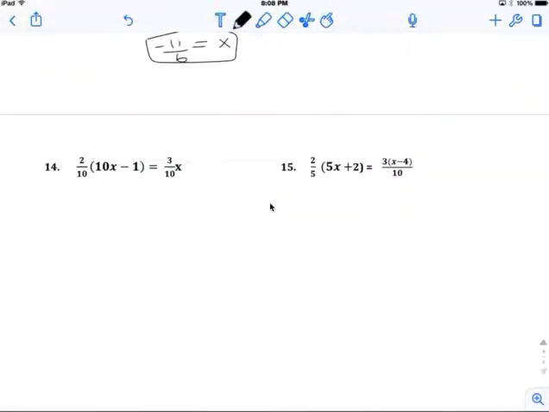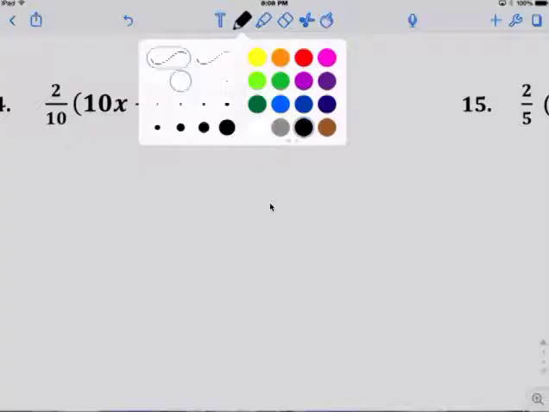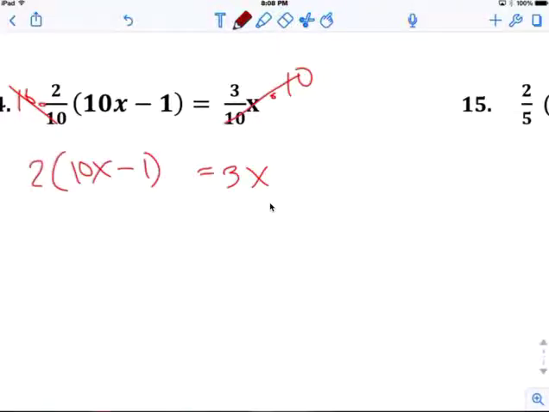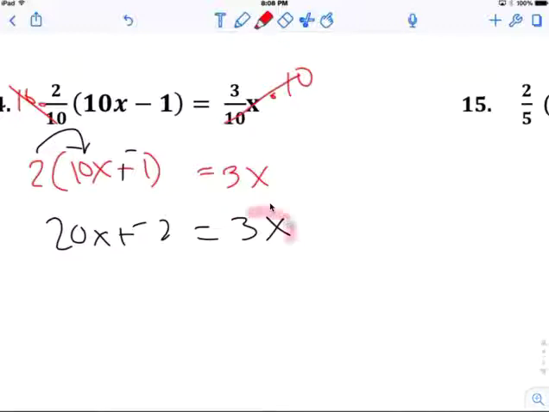Number 14, least common denominator is 10. Multiply by 10 leaves you 3x. Multiply by 10 leaves you 2, 10x minus 1. Distribute 20x plus negative 2 goes to 3x. Now, because this has an x, you have to make that equal to 0. Negative 20x.